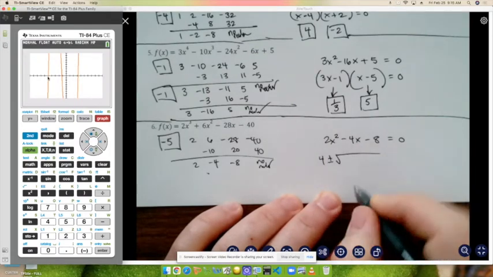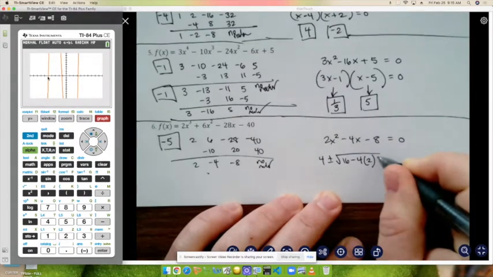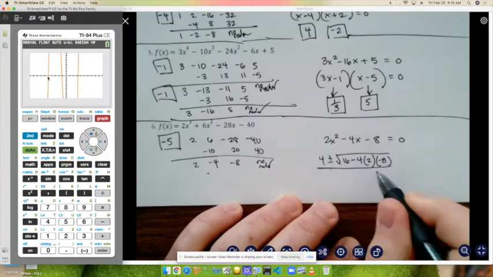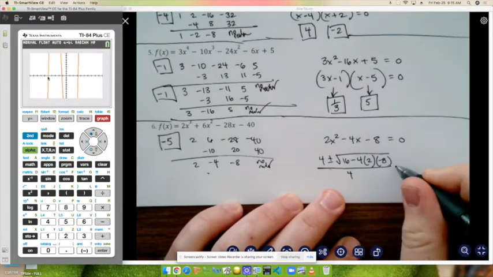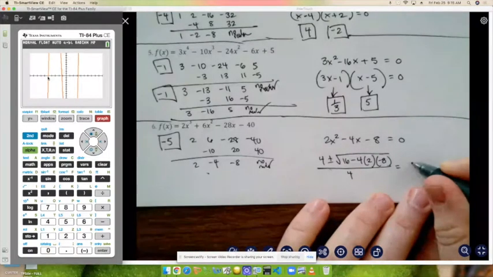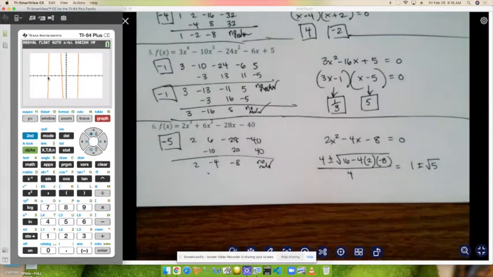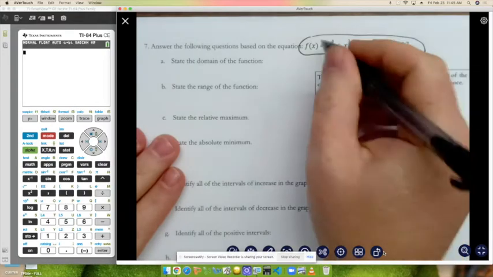So negative b plus or minus square root b squared minus 4ac all over 2a. And when you simplify all that, you end up getting 1 plus or minus the square root of 5. So my 3 solutions are 1 plus the square root of 5, 1 minus the square root of 5, and negative 5. All right, on to the back.